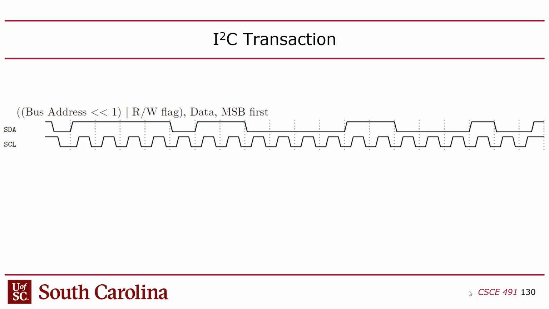Okay, so here's a question that I might ask on the quiz or the midterm. I might give you a timing diagram that looks like this and basically just ask you to decode it. Start bit there. The data drops first because the clock stays high, and changing the data while the clock is high indicates a start.